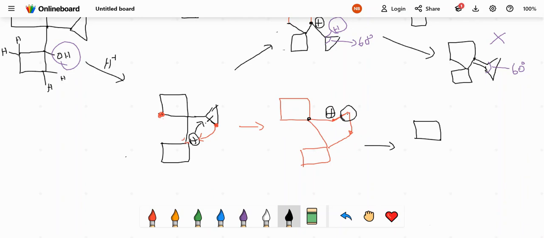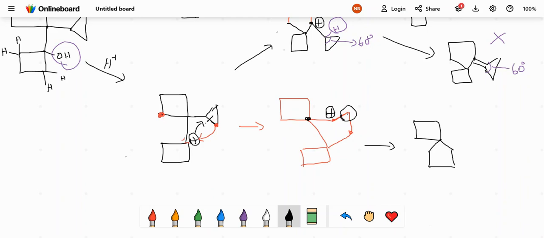For simplification, I am writing the 5-member ring like that. This is a 5-member ring. But while I'm doing the rearrangement, I'm just showing how the rearranged bond has been formed like this. So now I'm going to represent that in a simple way.